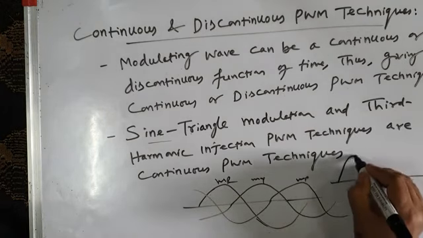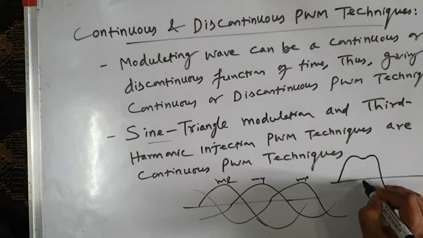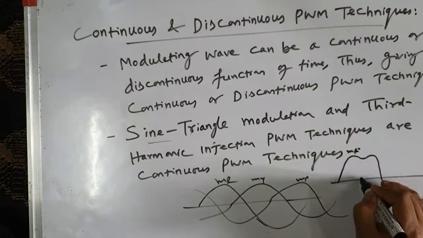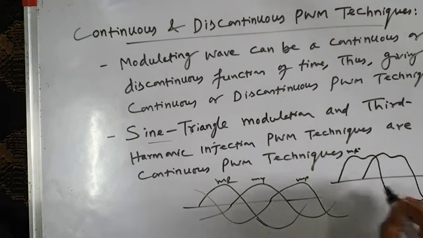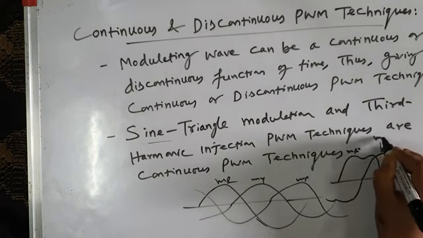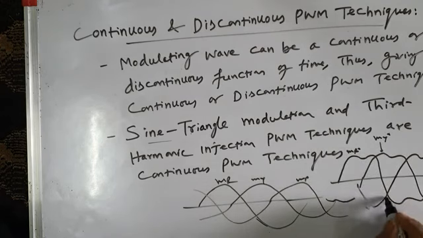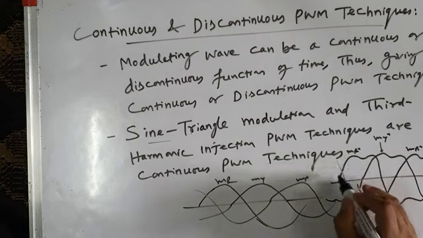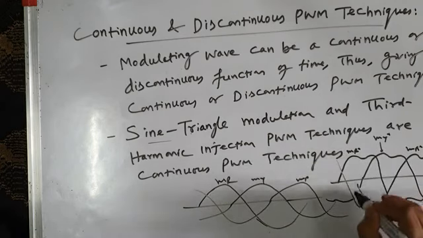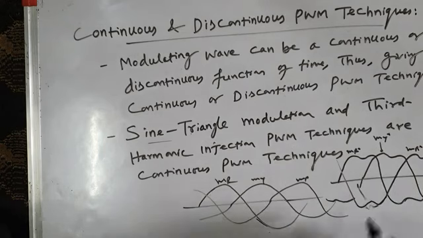Similarly, in third harmonic injection PWM, this is MR star, for example, this is MY star, and this is MB star. These modulating reference waves are also continuous functions of time. So therefore, the third harmonic injection PWM technique is also an example of a continuous PWM technique. So sine triangle PWM and third harmonic injection PWM are examples of continuous PWM techniques.